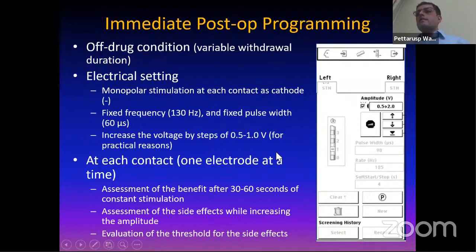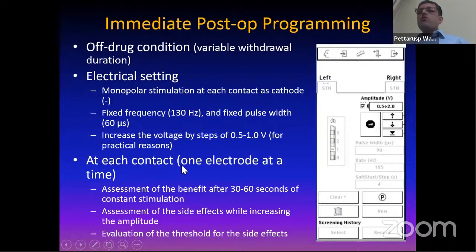So 130, 60, so you fix the frequency, fix the pulse width, and then you go step by step, increasing the voltage, 0.5, 1 volt, 1.5 gradually, or you can even go stepwise by 0.1, 0.2, depending on how much time you want to spend. But you have to keep monitoring for side effects as well as efficacy.